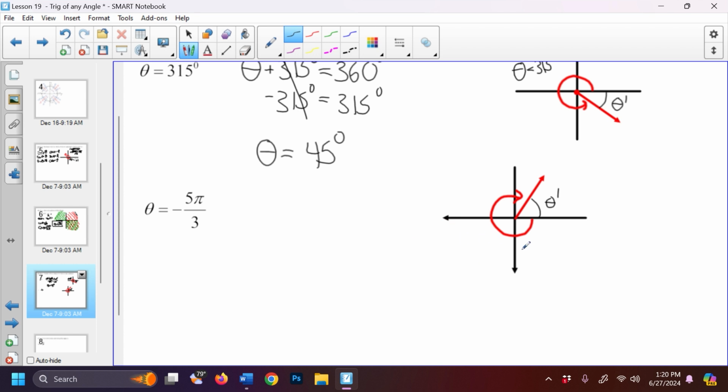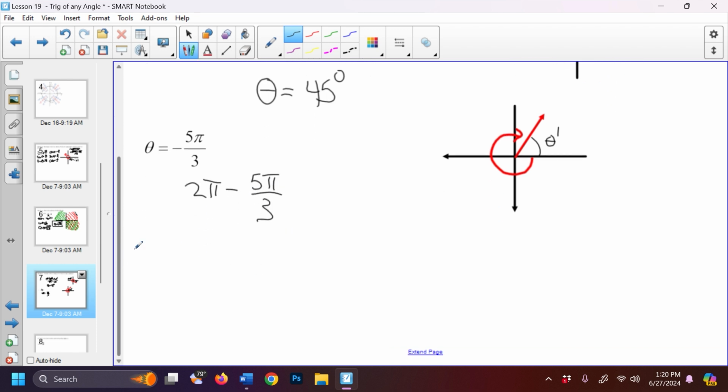In this case, all the way around would be 2 pi. And since I'm going negatively and I want theta prime to be positive, I am just going to go 2 pi minus the 5 pi over 3. And if I change 2 to thirds, I'll have 6 pi over 3. 6 divided by 3 gives me the 2.